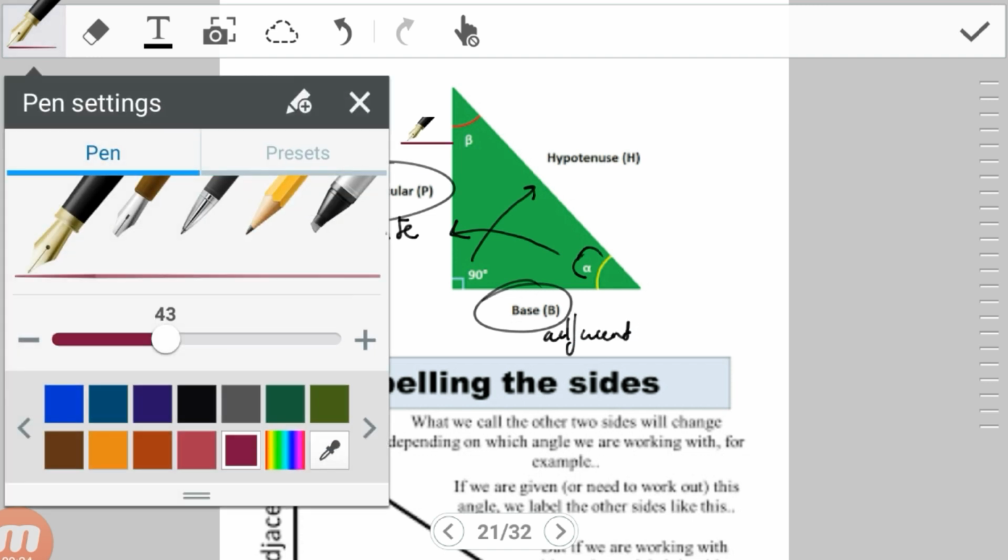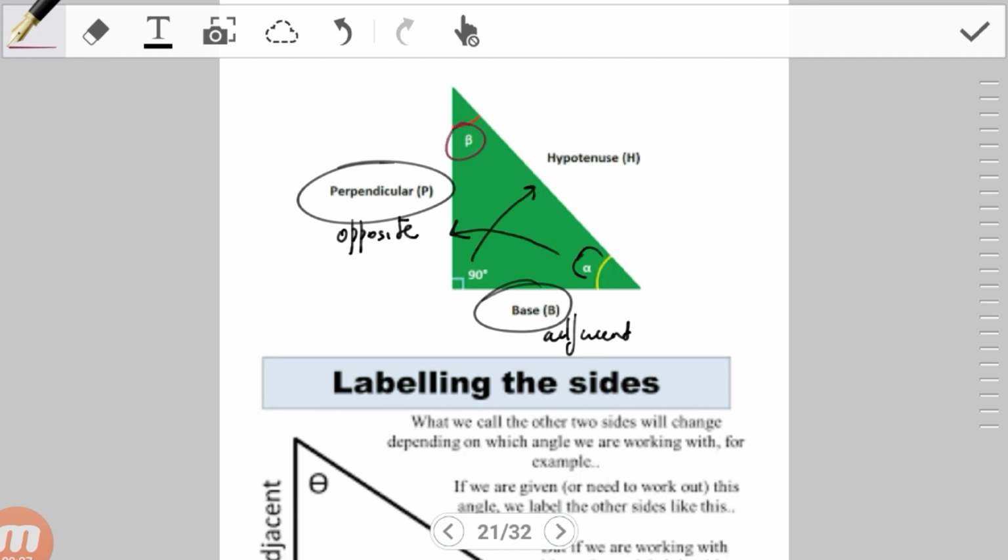On the other hand, if beta was our angle, then beta would direct us to where the opposite side is going to be. And then, of course, the other side automatically becomes the adjacent side. All right, so hopefully you got the whole idea behind which side is the opposite and which side is the adjacent. Hopefully that little recap gives you a gist of what went on in the previous tutorials.